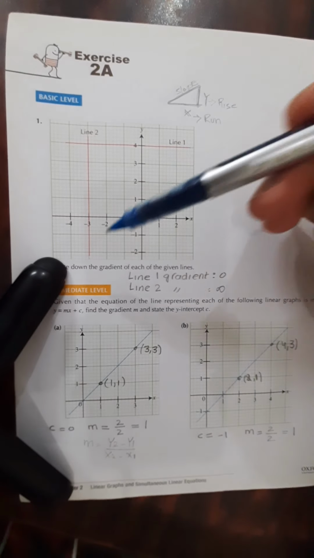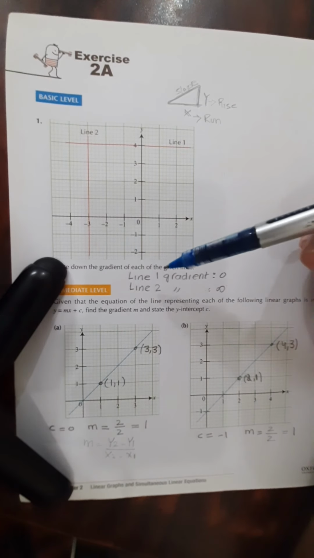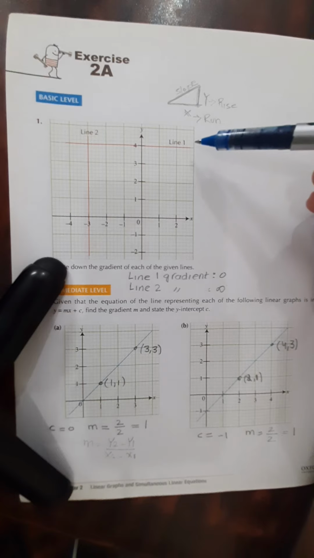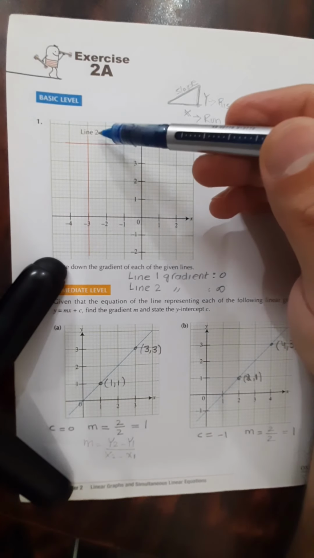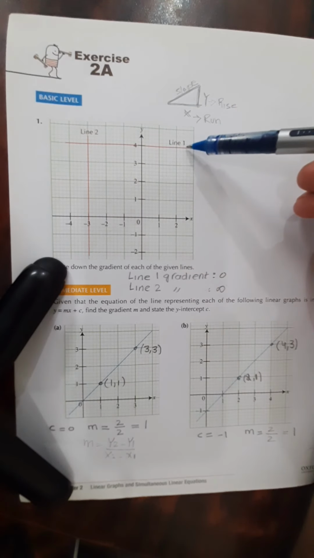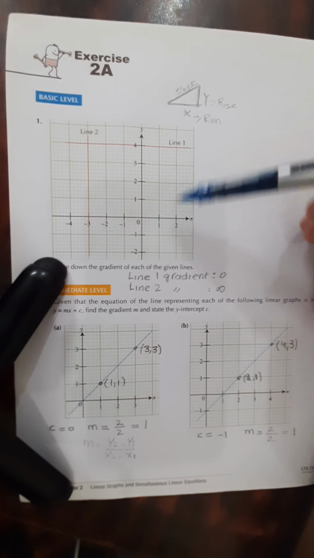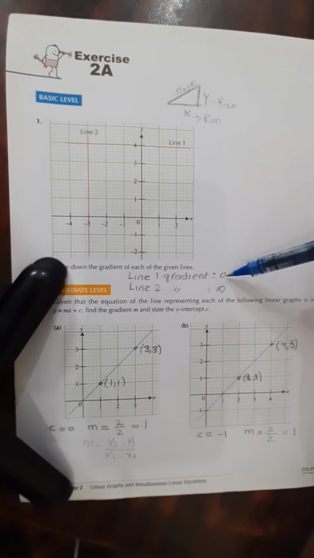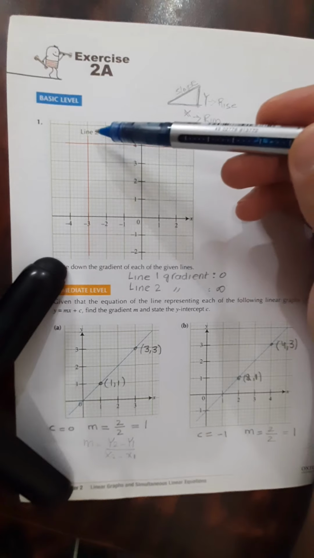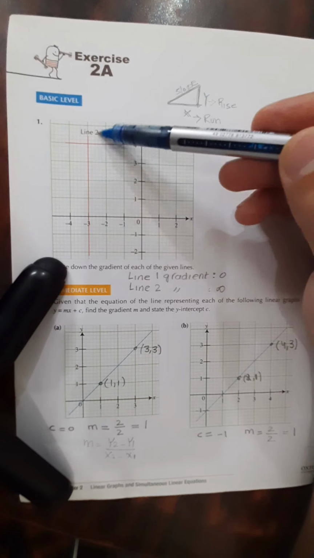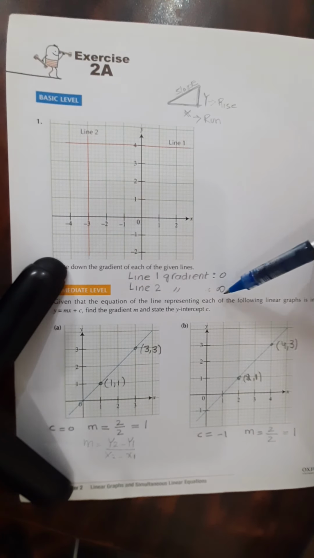Question number 1. Write down the gradient of each of the given lines. We have been given line 1 and line 2. Line 1 is a horizontal line, so its gradient will be equal to 0, whereas line 2 is a vertical line, so its gradient will be undefined.